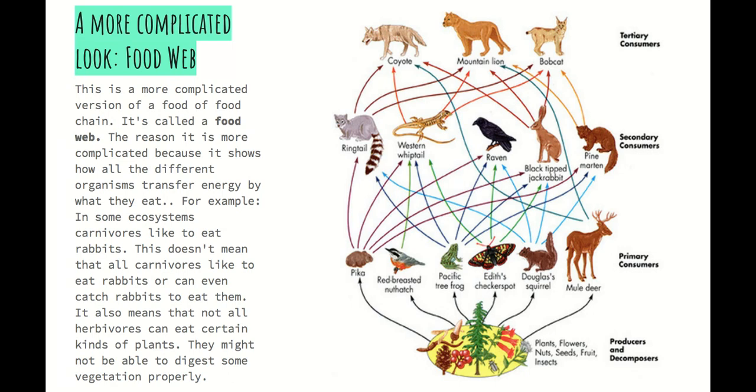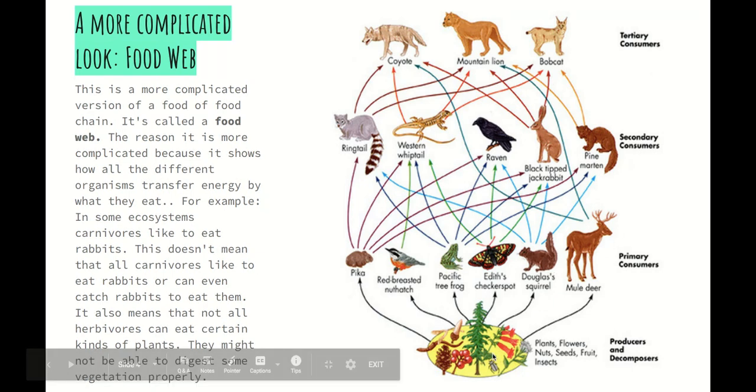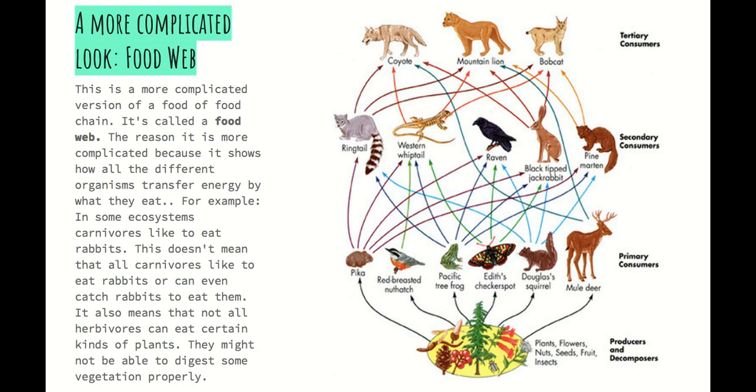In looking at this, it really shows how biodiversity is really important, because if you only have coyotes and ravens and mule deer, all the coyotes will eat all the mule deer, and maybe the mule deer will eat all of certain plants, and it'll really throw the ecosystem out of balance.